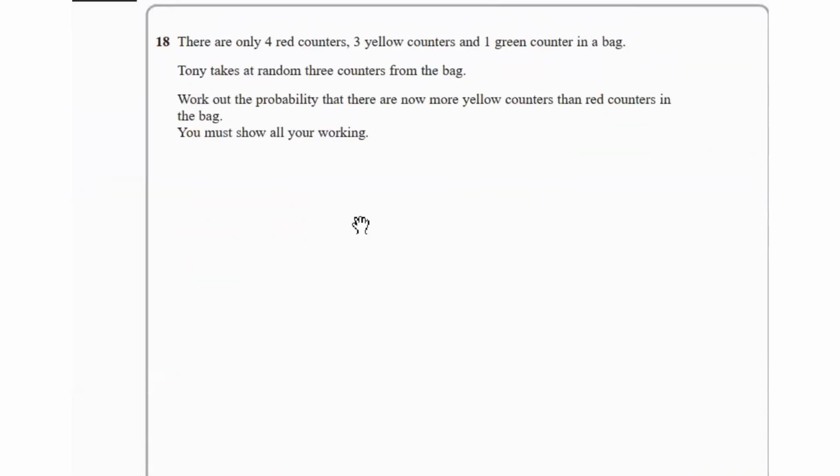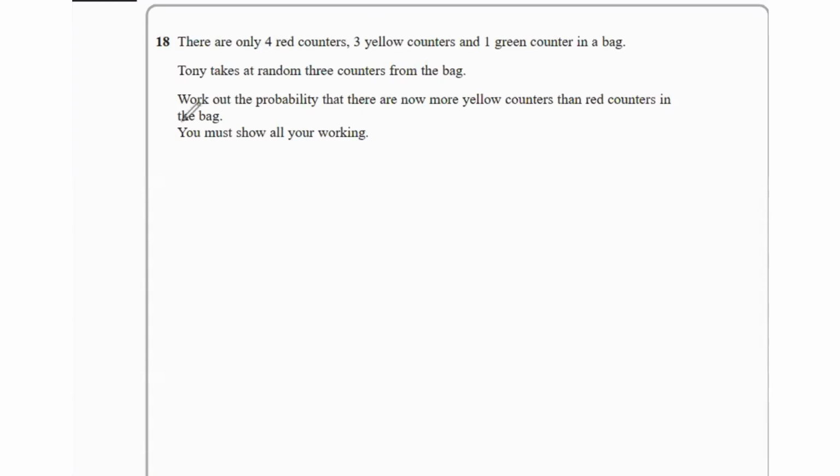Question 18 says there are only 4 red counters, 3 yellow counters, and 1 green counter in a bag. Tony takes at random 3 counters from the bag. Work out the probability that there are now more yellow counters than red counters in the bag. You must show all your working.